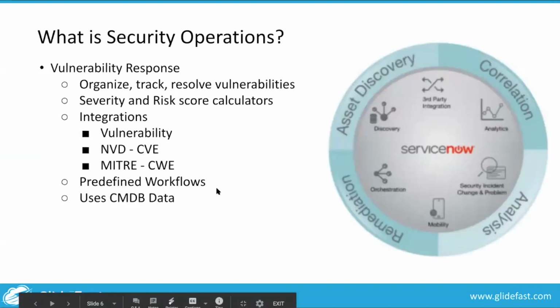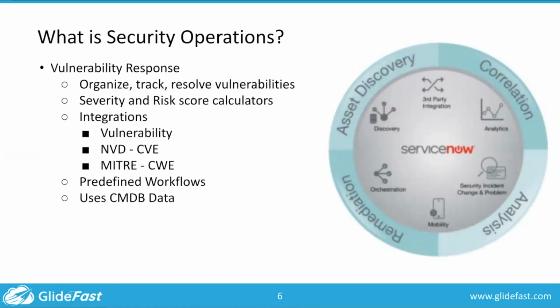The second module within security operations is vulnerability response. Its purpose is to organize, track, and manage the resolution of vulnerabilities. Similarly to security incident, it also provides severity and risk score calculators, so that based on the vulnerability that is present on a CI, you can score that differently. Because it has a CMDB integration, there are almost limitless possibilities for how complex you could make your scoring algorithm. Obviously, the more complex, the more difficult to maintain, but there's a lot of data there.